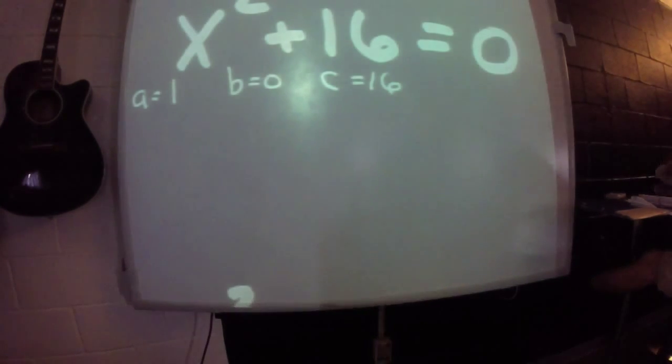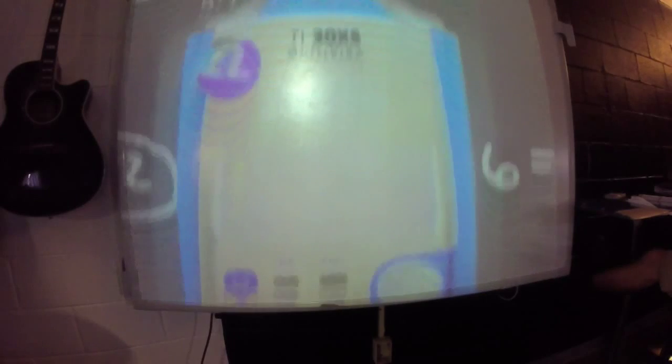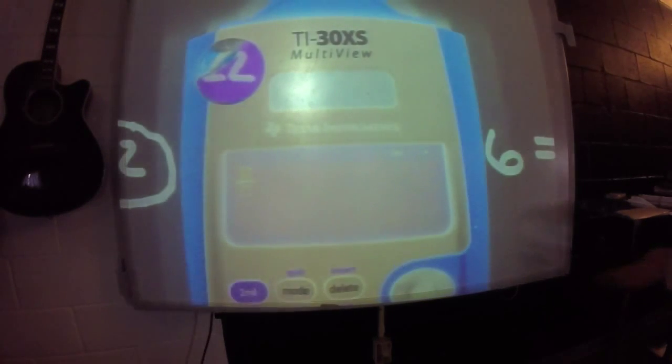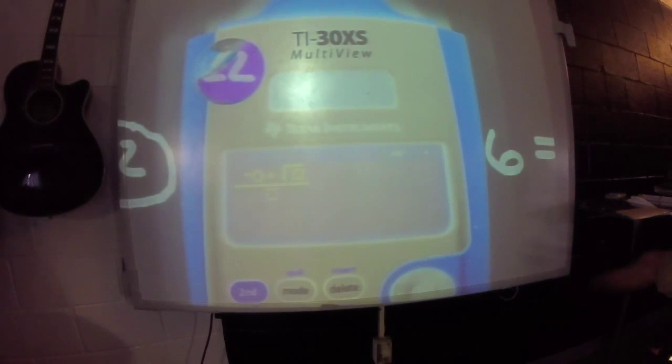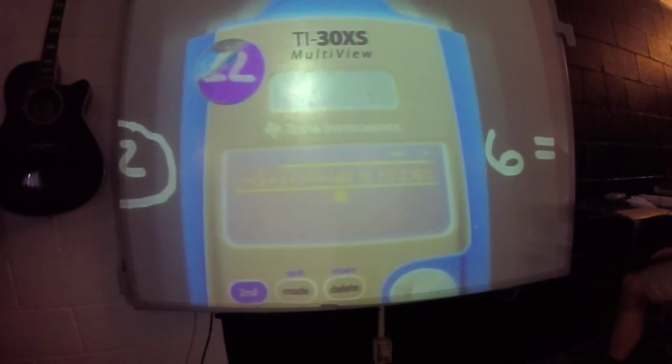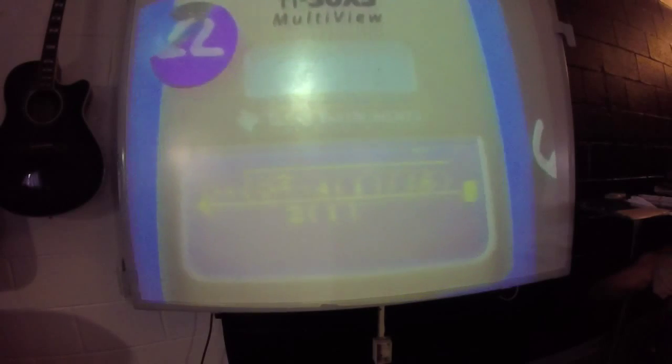So if I go to put this into the calculator with 1, 0, and 16, I'm going to start by saying x equals negative b, which is negative 0, and negative 0 is 0, same thing, plus or minus the square root of b squared, so 0 squared, minus 4 times a times c, all over 2a.